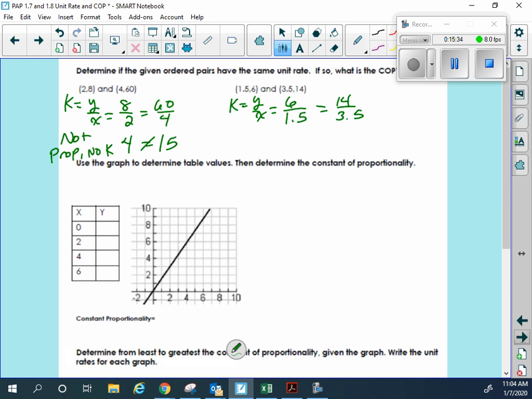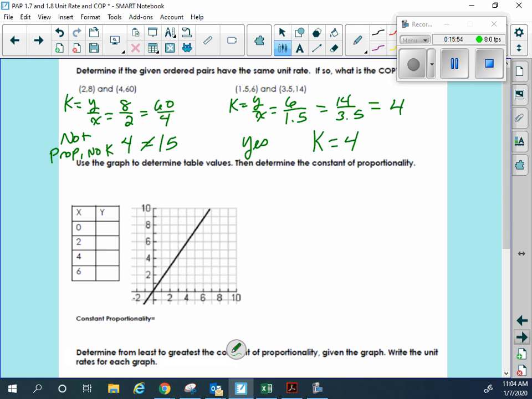Are they equivalent? Yes. What are they equal to? 4. So K equals 4. Because those ratios were the same, they're proportional, okay? So K equals 4. Is everybody good?